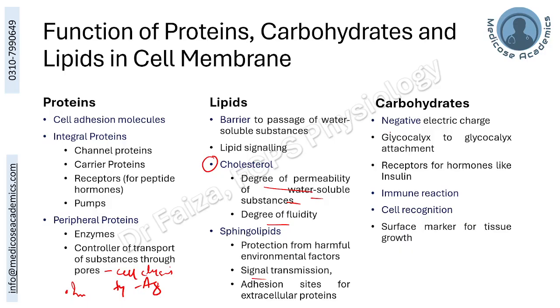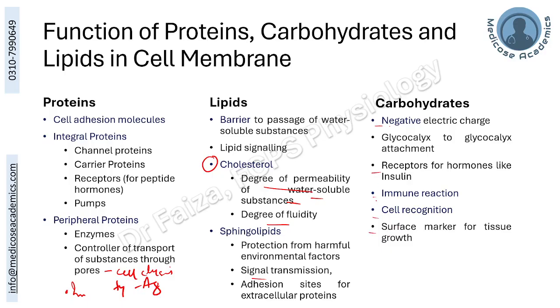Carbohydrates form the glycocalyx, which is negatively charged. It can provide a receptor for certain hormones, such as insulin. Although the receptor of insulin is protein, it is adhered with the help of this glycocalyx. Carbohydrates also have a role to play in immune regulation and cell recognition, and act as a surface marker for tissue growth.